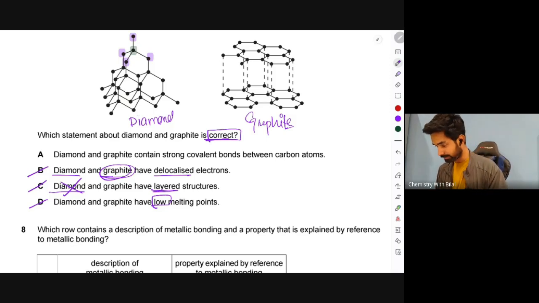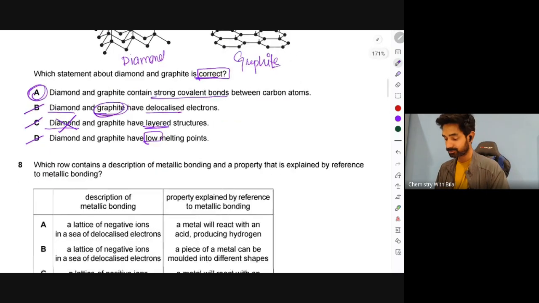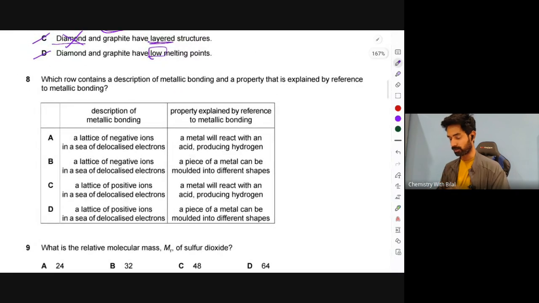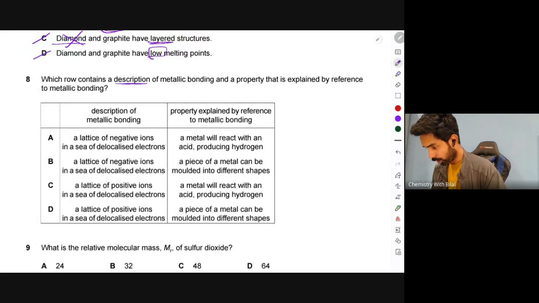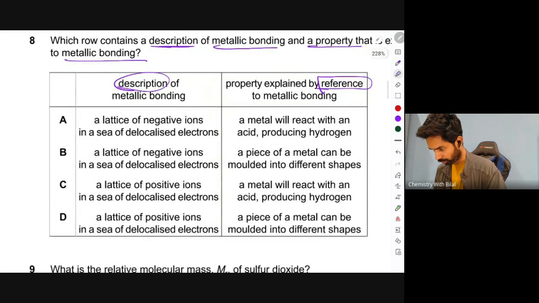Diamond and graphite contain strong covalent bonds. That is correct, because both are giant covalent structures, so they do form strong covalent bonds. Which row contains a description of metallic bonding and a property that is explained by reference to the metallic bond? First we need to read the description, and then we'll see whether this is a good reference for that property or not.